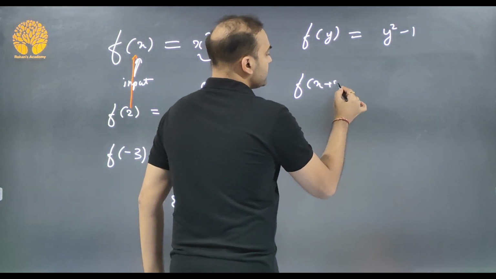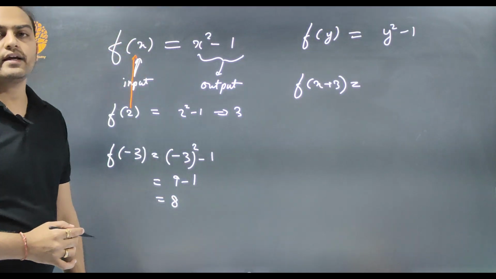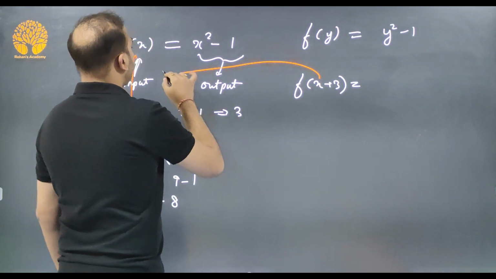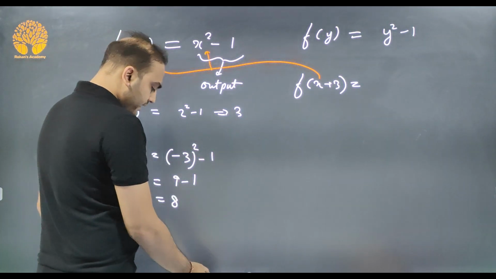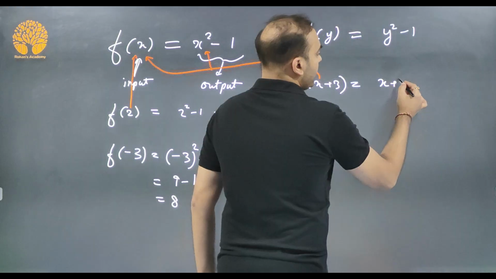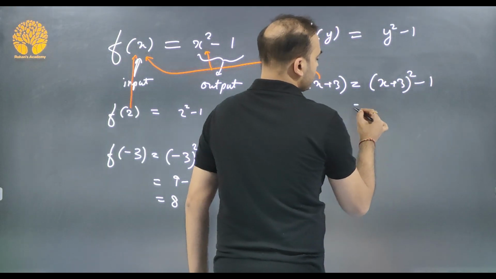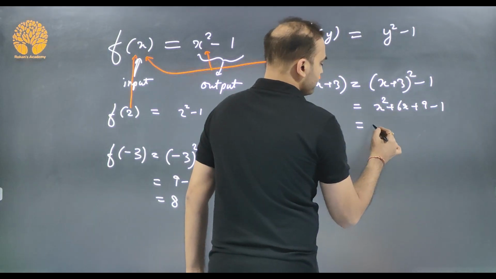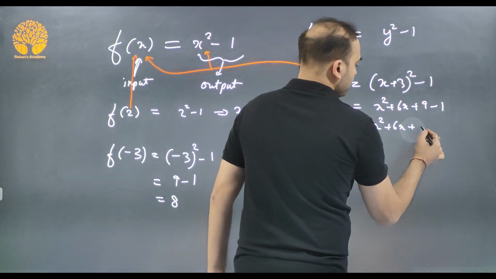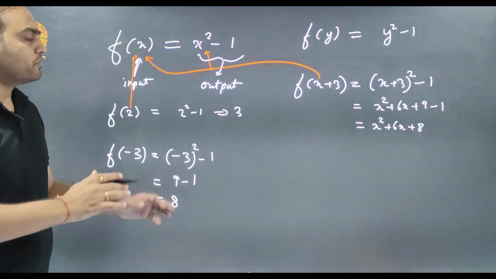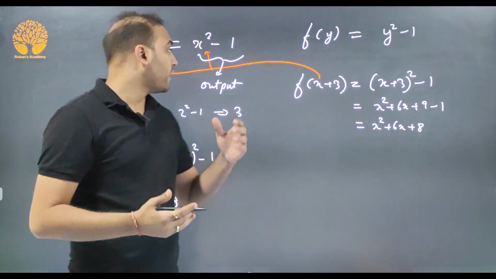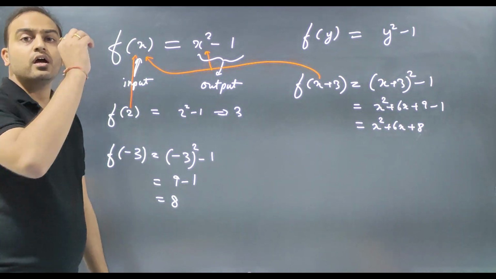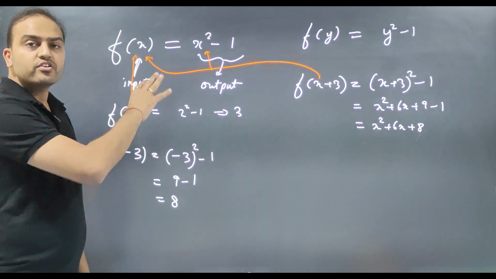Similarly, if I have f of x plus 3, right? So that will become, again, in place of x, just substitute x plus 3, right? So this will become x plus 3 the whole square minus 1, and then you can simplify it. x square plus 6x plus 9 minus 1, x square plus 6x plus 8. Okay, so the point being that in a function, if f of x is given to us, whatever is the input, doesn't matter what it is, positive number, negative number, fraction, variable, same variable, just keep substituting, right?